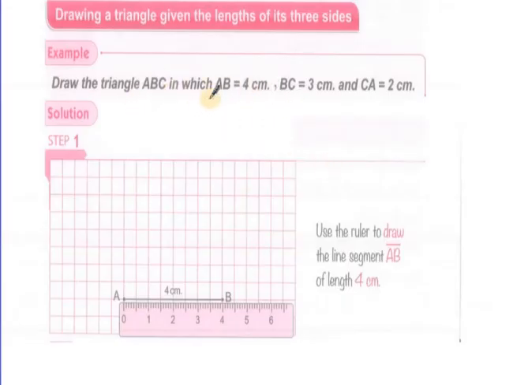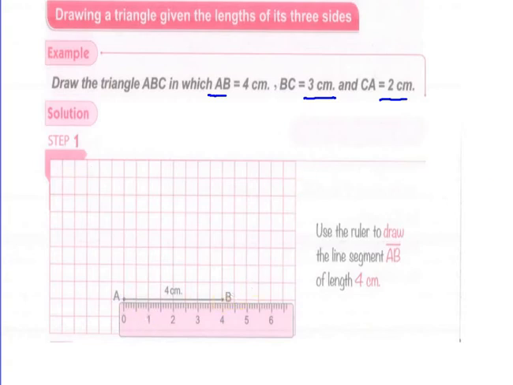Okay, drawing a triangle given the length of each side. What shall I do when I want to draw a triangle? Here, drawing a triangle ABC, in which AB equals 4 cm, BC equals 3 cm, and CA equals 2 cm. Okay, I have to choose first AB. AB here is 4 cm. So here I'm gonna use my ruler and draw 4 cm, and I have to write 4 cm, and I have to write A, and write B.